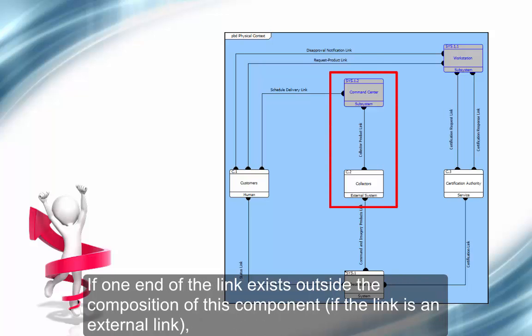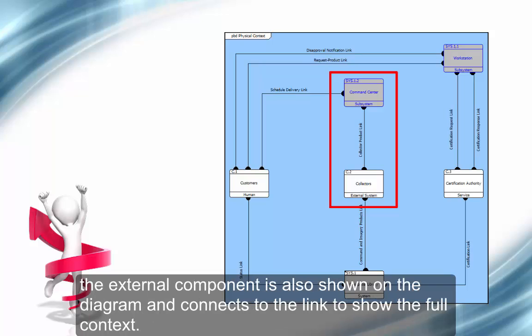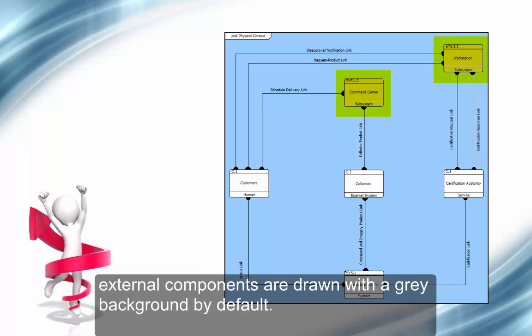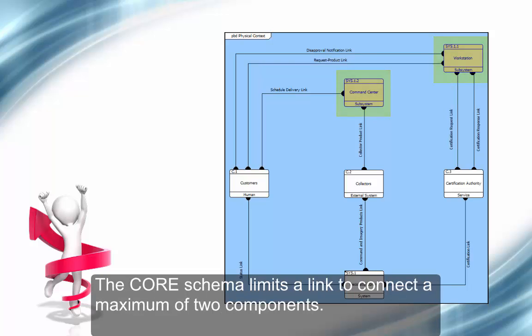If one end of the link exists outside the composition of this component, if the link is an external link, the external component is also shown on the diagram and connects to the link to show the full context. To help distinguish external components which link to subcomponents from the subcomponents themselves, external components are drawn with a gray background by default. The core schema limits a link to connect a maximum of two components.